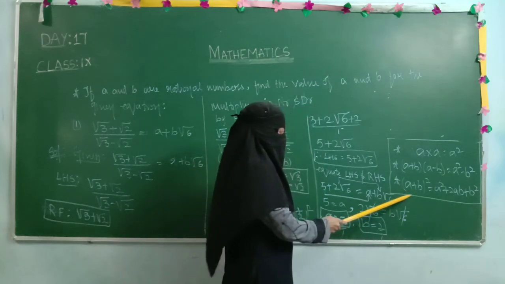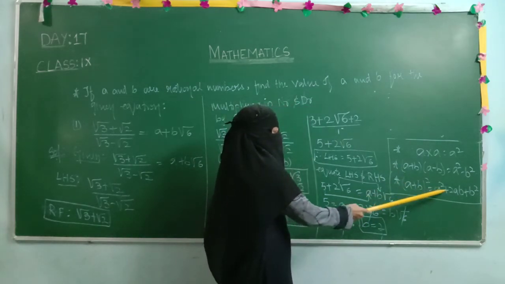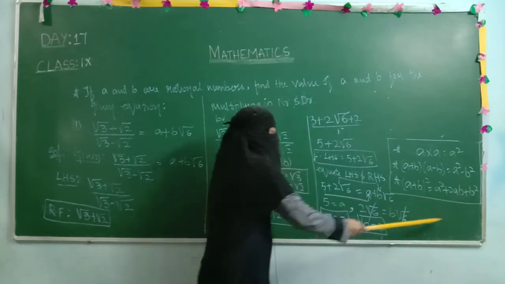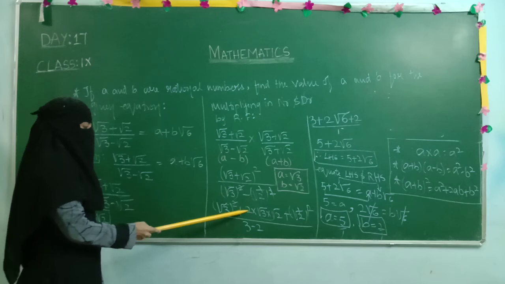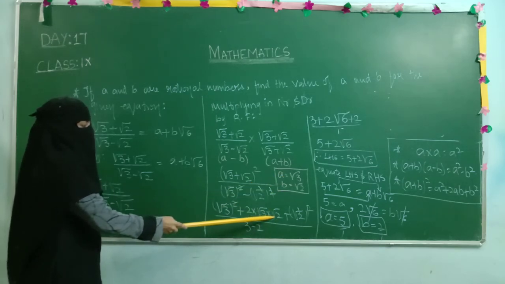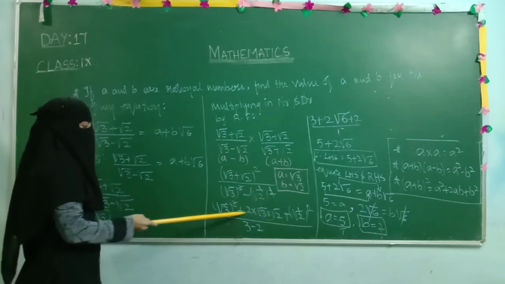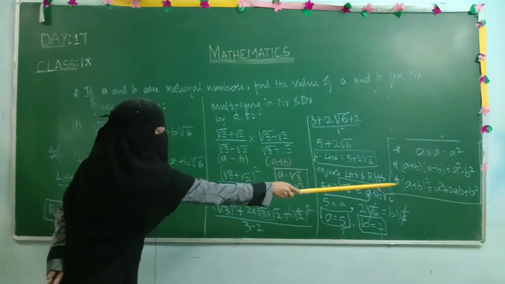Here I have written the identity a plus b whole square. So what is a plus b whole square? A plus b whole square is nothing but a square plus 2ab plus b square. That only I am expanding here. Okay, a square plus 2 into a, which is root 3, into b, which is root 2. So I have substituted the values here. Again b square we are having, you are observing there, b square.